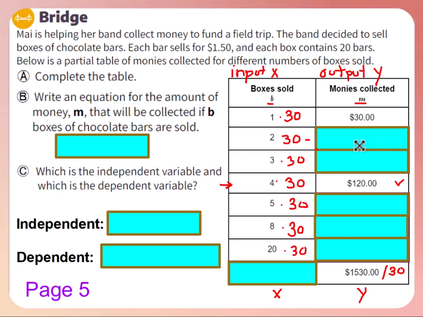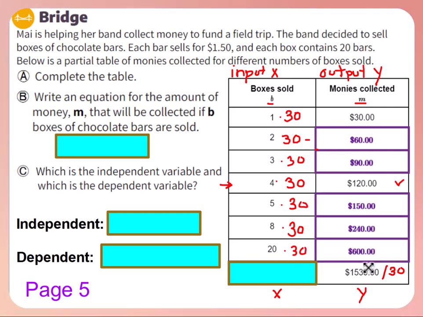All right, coming back, 2 times 30 is 60, 3 times 30 is 90, 4 times 30, we already checked that, is 120, 5 times 30 is 150, 8 times 30 is 240, and 20 times 30 is 600. Practice using Desmos or your graphing calculator to do the math. The more you have that calculator in your hand, the better prepared you are for your end of course exam or any of the tests that we take in this class.